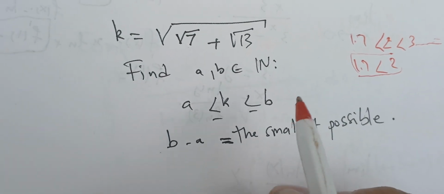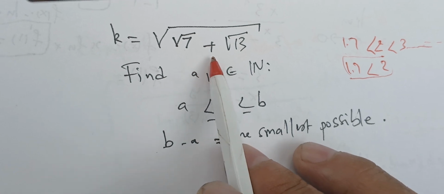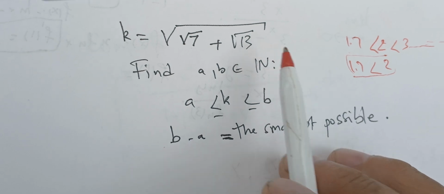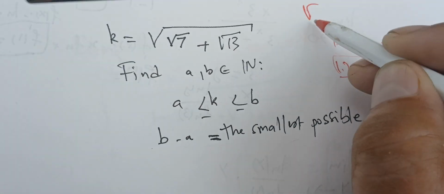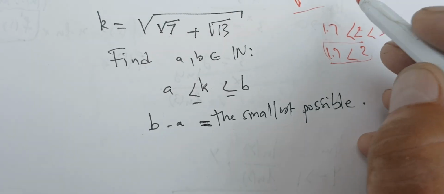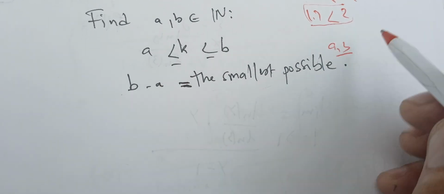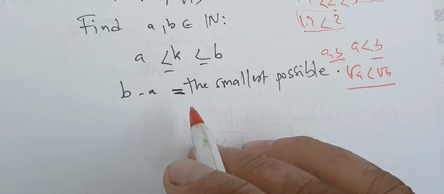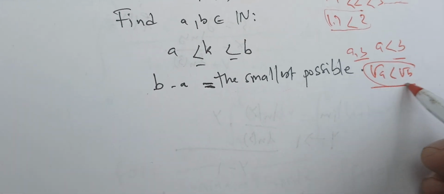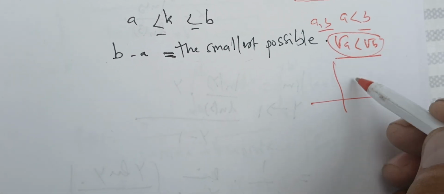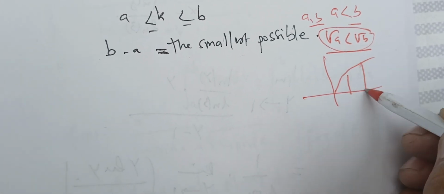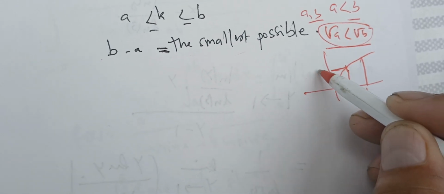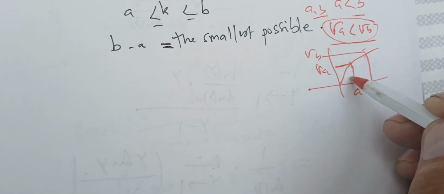One key idea to solve this question is that the square root is increasing. If we have two positive numbers a and b such that a is less than b, then the square root of a is less than the square root of b. Graphically, on the square root function, if we have a and b here, then the square root of a is less than the square root of b.